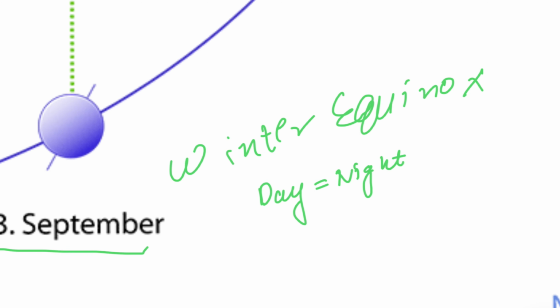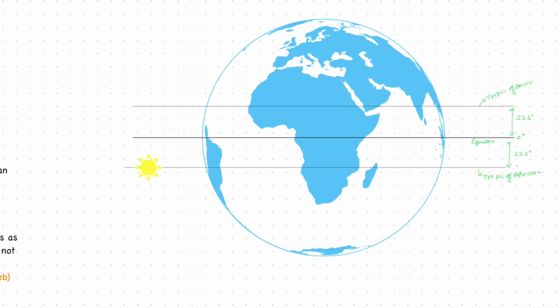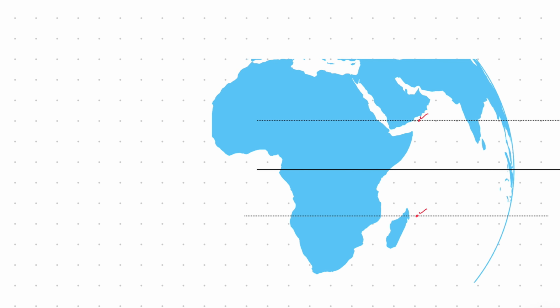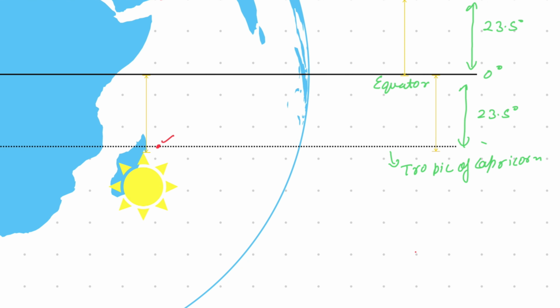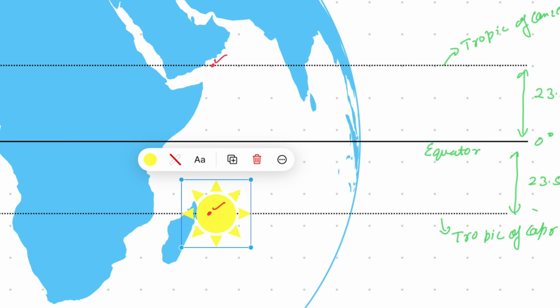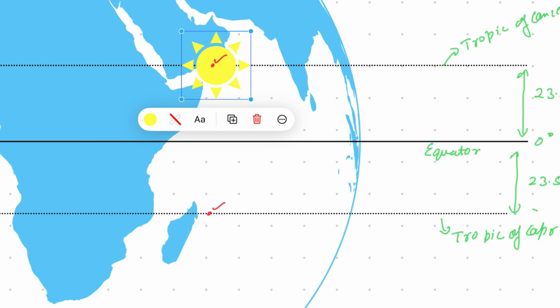Now we'll talk about solstice. So what does this word solstice mean? It means when sun is at the highest point or latitude in any hemisphere. We know sun can go till 23.5 degrees in any hemisphere. So sun can be here or it can be here. When we talk about winter solstice, it means sun is at the highest point in the southern hemisphere. So sun is at 23.5 degrees in the southern hemisphere. And when we talk about summer solstice, it means sun is at the highest point in the northern hemisphere. So sun is at 23.5 degrees north at Tropic of Cancer.